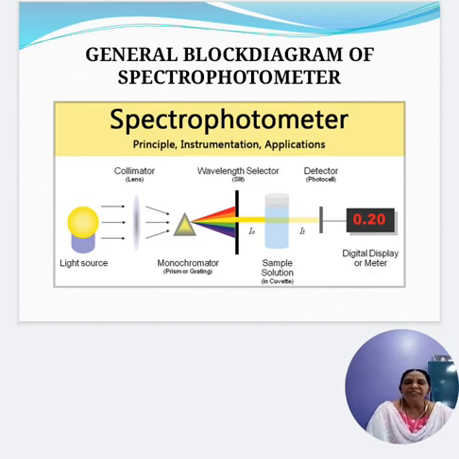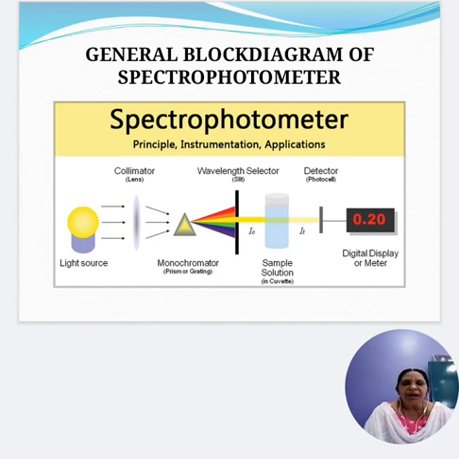So we have the chemical information source, that is the light source. The light source emits the radiation, and this radiation is focused onto a dispersing medium, the monochromator, which produces light of a specific wavelength. After selection of the wavelength, you selectively pass light of a specific wavelength into the sample under test. The sample is placed in a cuvette.